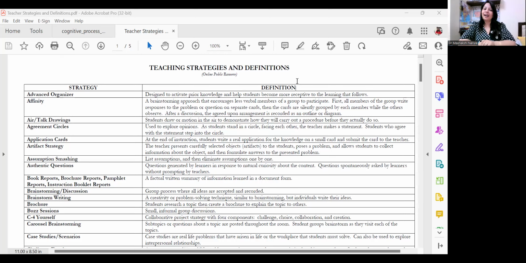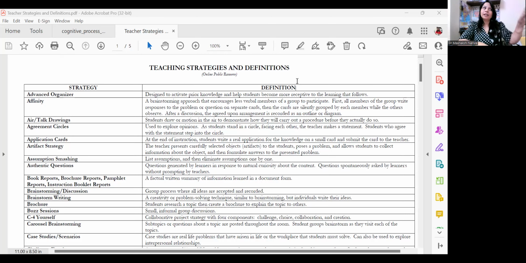For that, I have already shared a complete video on my channel. This is a cooperative learning strategy given by Kagan. In it, subtopics or questions about a topic are posted throughout the room, and student groups brainstorm as they visit each of the topics. Suppose you have posted four or five topics in the corners of the room. You have divided your students into four or five groups.